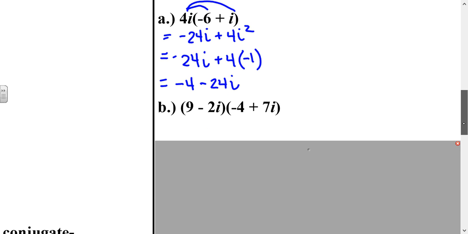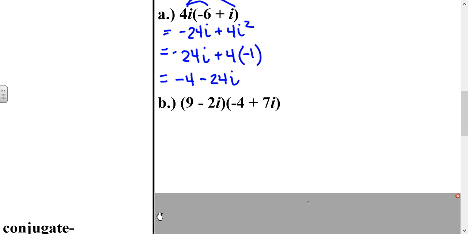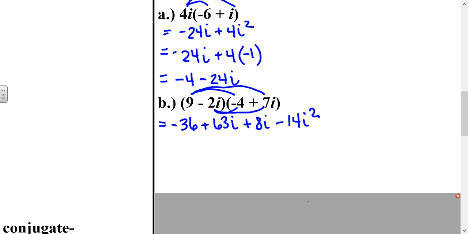Now when we have two binomials like this, how do we multiply binomials? Well, you might remember that we did double distribution. So you're going to distribute the 9 to both numbers, and then you're going to distribute the negative 2i to both numbers. So 9 times negative 4 would be negative 36. 9 times 7i would be positive 63i. Then I need to distribute the negative 2i. So negative 2i times negative 4 would be positive 8i, and negative 2i times 7i would be negative 14i squared.